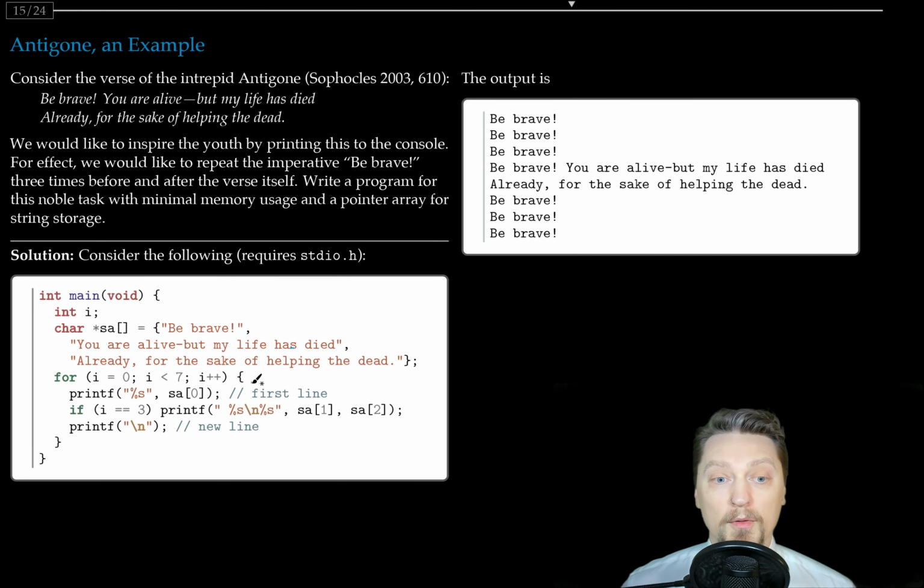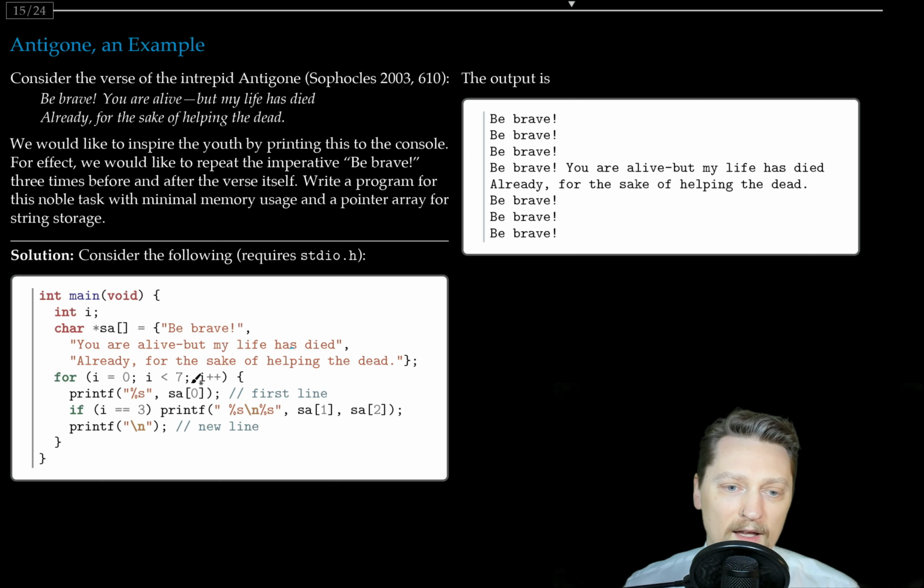So we're going to loop through 7 times because we want to print 7 things. We want to print be brave 3 times in a row. Then we want to print the entire verse. Then we want to print be brave again 3 times. So most of the times through here, we're going to just print the first line, which is be brave.